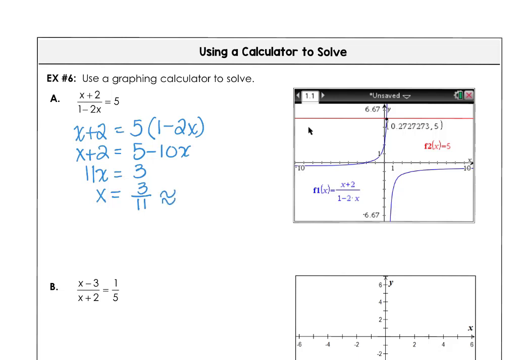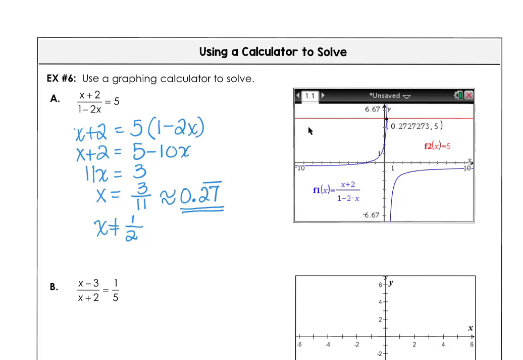And a decimal value is what we're going to find on the calculator image, which is 0.27, or a little more than a quarter. And our domain restriction would have been x cannot be 1/2 because we can't allow the denominator to be 0. And all of that's going to show up on our image over here if we go in and inspect this.